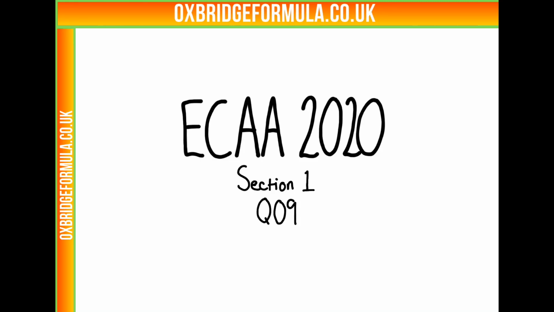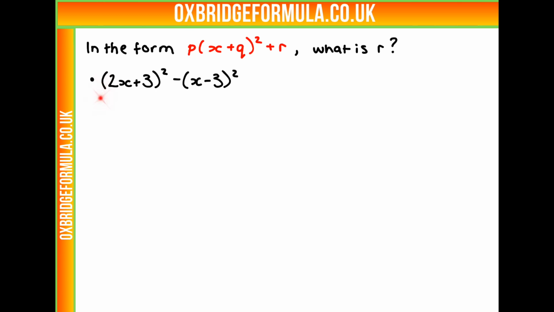In this video, we're looking at ECAA 2020, Section 1, Question 9. So when this equation here, 2x plus 3 squared, take away x minus 3 squared, is written in the form p times x plus q squared plus r, what is r? So we're looking to find what r would be. So where shall we start?